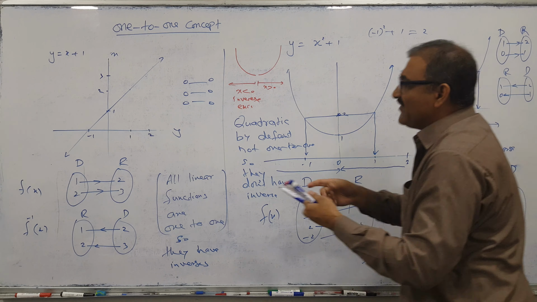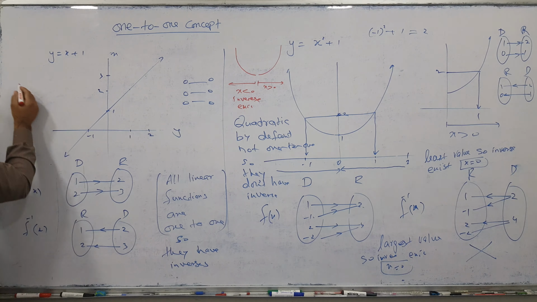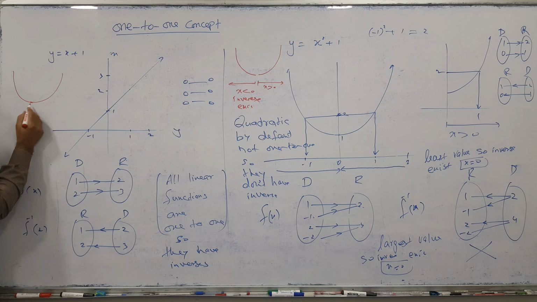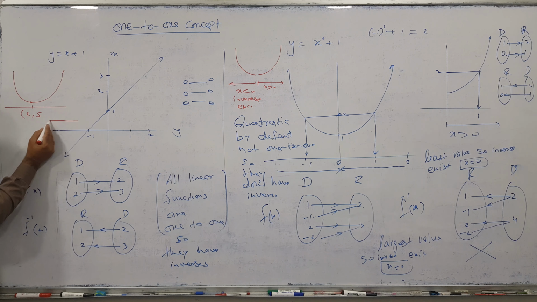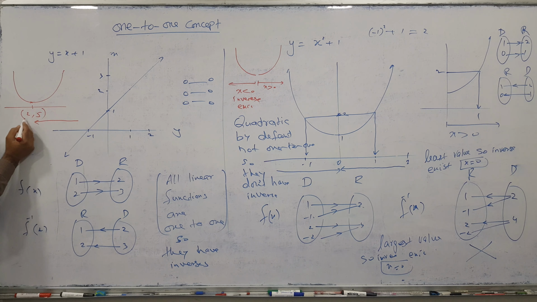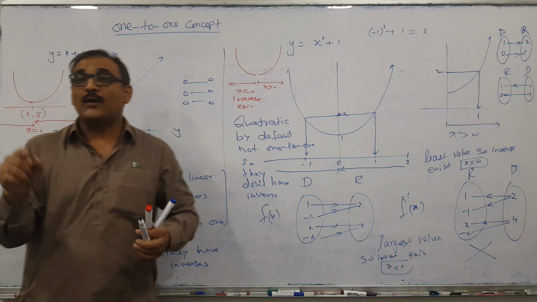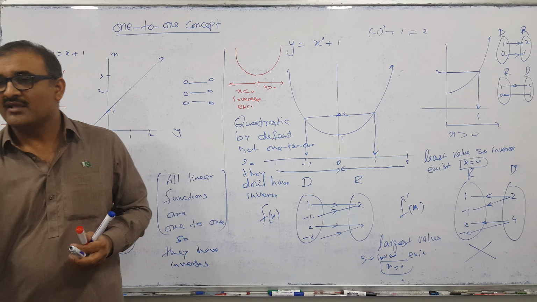If I give an extra example, for example your turning point is this: x is 2, y is 5. My question: what is the least value if I'm coming from this end, so that the inverse exists? The answer is 2. If I come from this end, what is the largest value so that the inverse exists? x is 2. It means you have to stop your graph where? At the turning point. And that's enough.